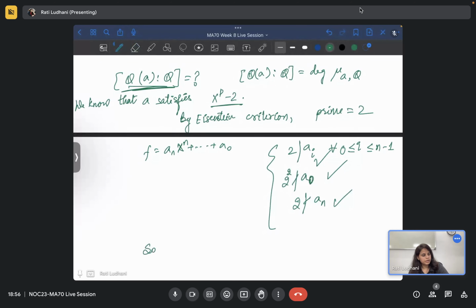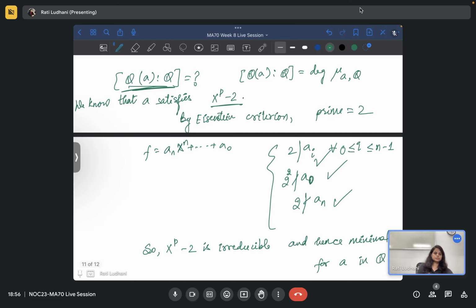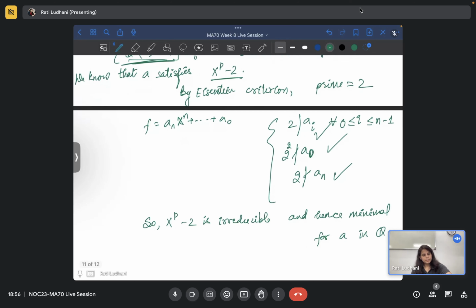So what do we have? x raised to power p minus 2 is irreducible and hence minimal for a in the field Q. Is that okay? Are you with me? Okay. Yes, ma'am. Okay, great.